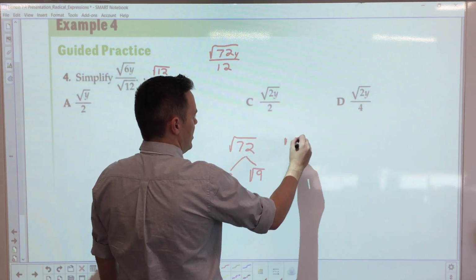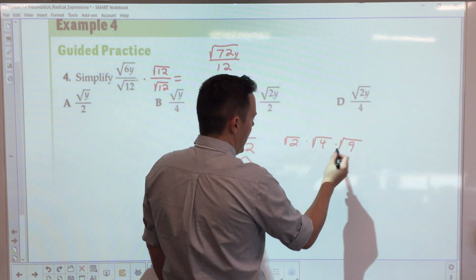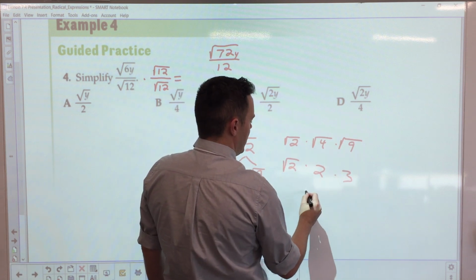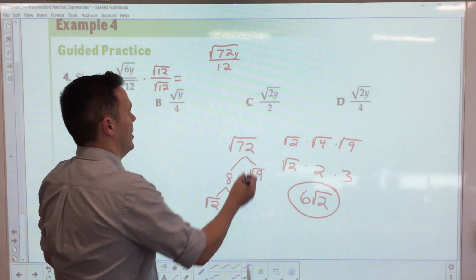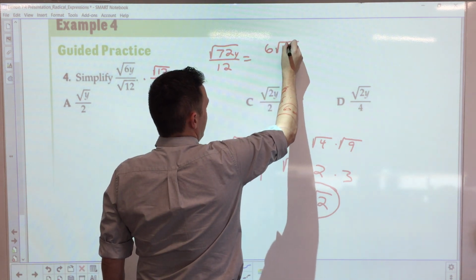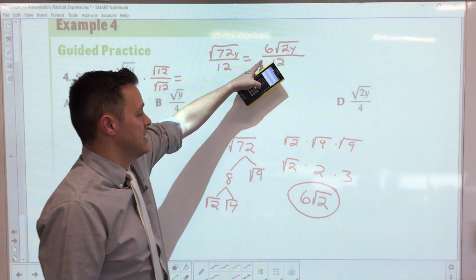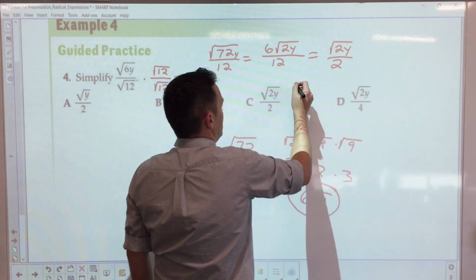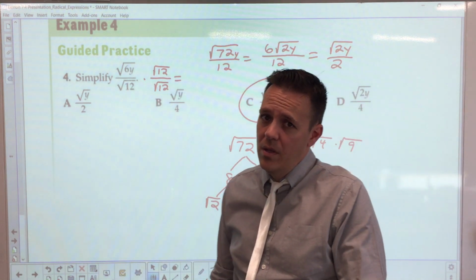So now I got this. So square root of 2 times square root of 4 times the square root of 9. I can simplify this to 3, 2, and then I can't reduce that. So I end up with 6 square root of 2. So I know that my 72 is that. Okay, so I can rewrite this as 6 square root of 2y all over 12. And if I reduce that, 6 divided by 12 is going to be the square root of 2y over 2. There's my answer.